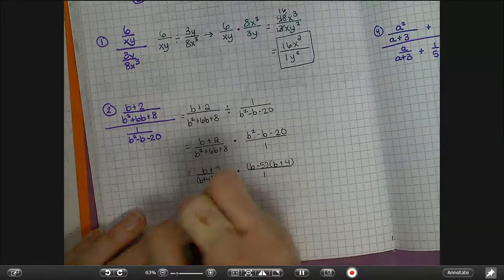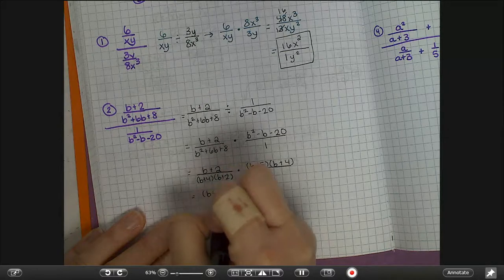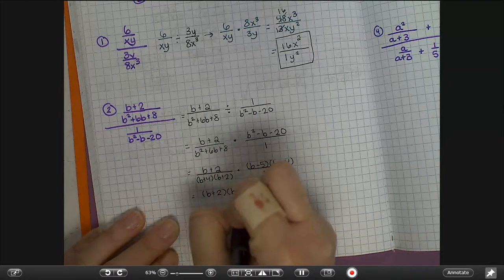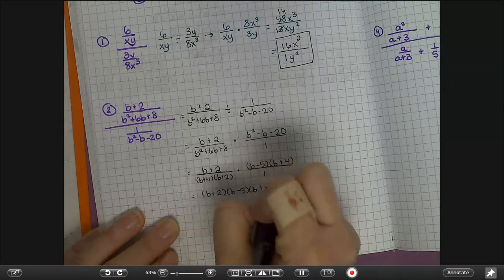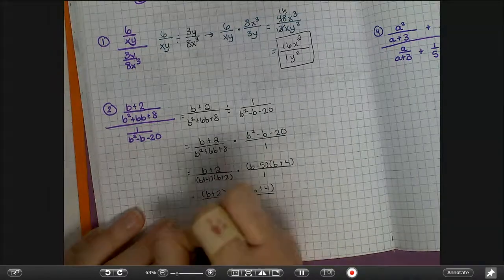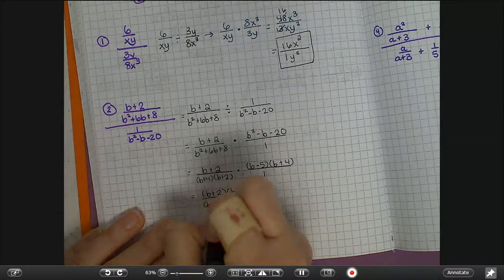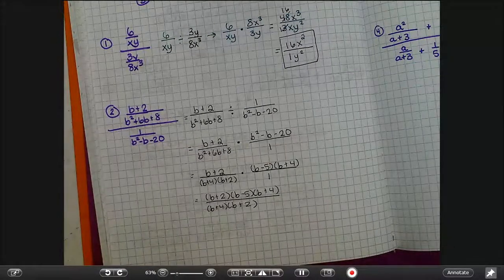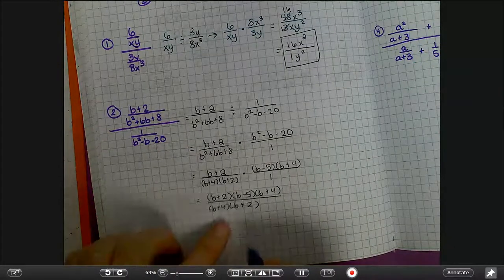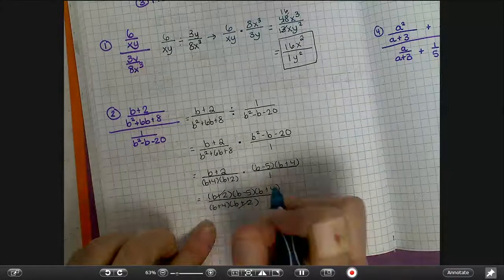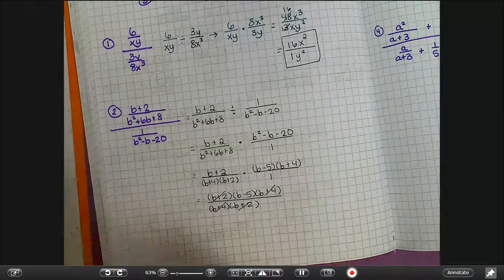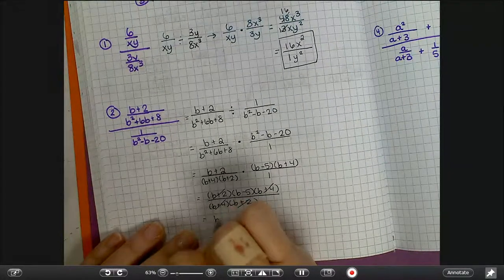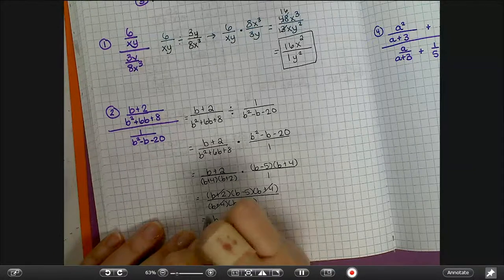Write everything in terms of multiplication. So we're going to multiply through. And I'm not going to write the 1 because, well, hopefully now you are. All right, we're going to cancel anything that we can. Any commons? So the end answer for this is just b minus 5. That's it.